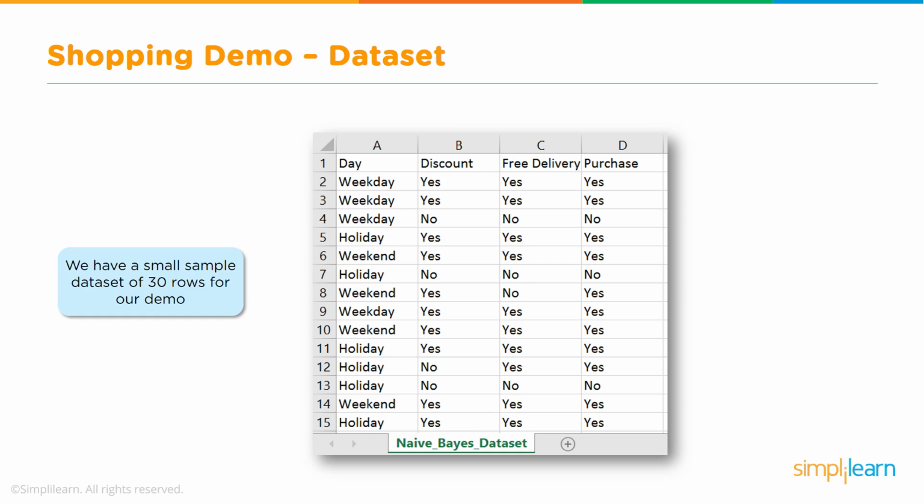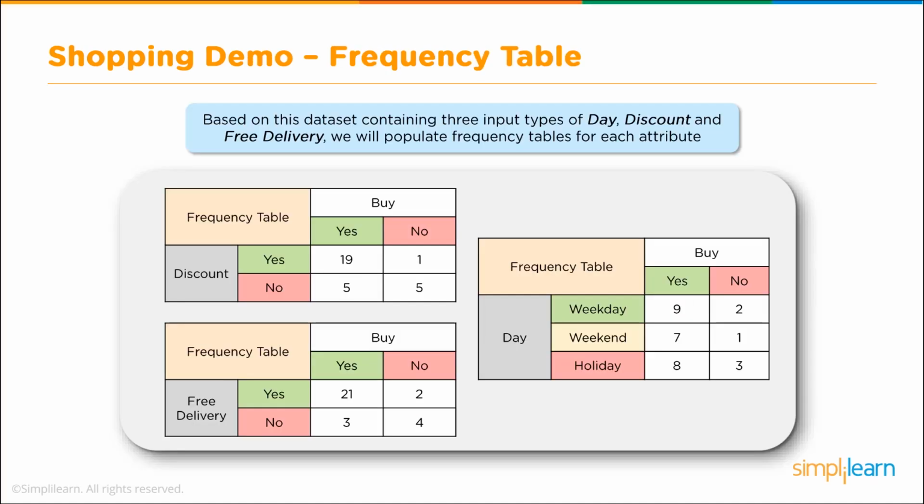The first thing we want to do is take this data, based on the data set containing our 3 inputs, day, discount, and free delivery, and populate frequency tables for each attribute. So we want to know if they had a discount, how many people buy and did not buy. Did they have a discount? Yes or no? Did we have free delivery? Yes or no? On those days, how many people made a purchase? How many people didn't? And the same with the 3 days of the week. Was it a weekday, a weekend, a holiday? And did they buy? Yes or no?